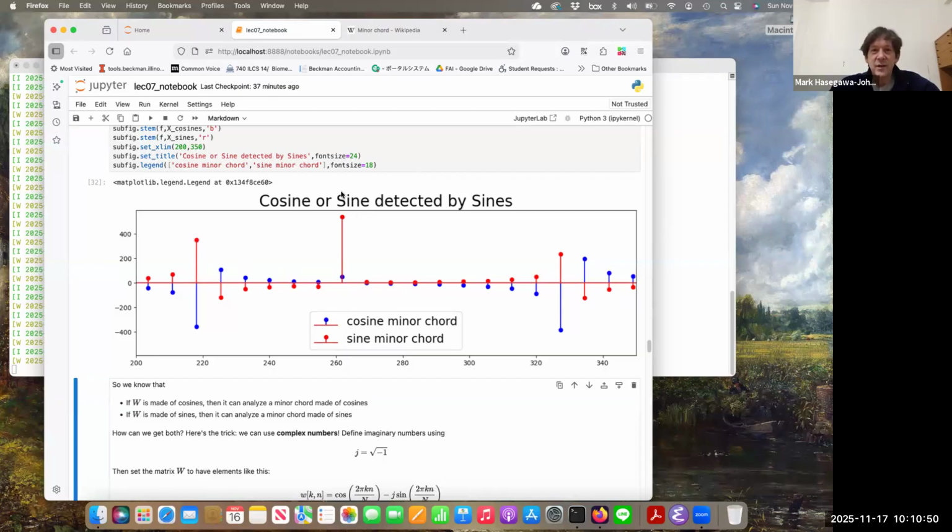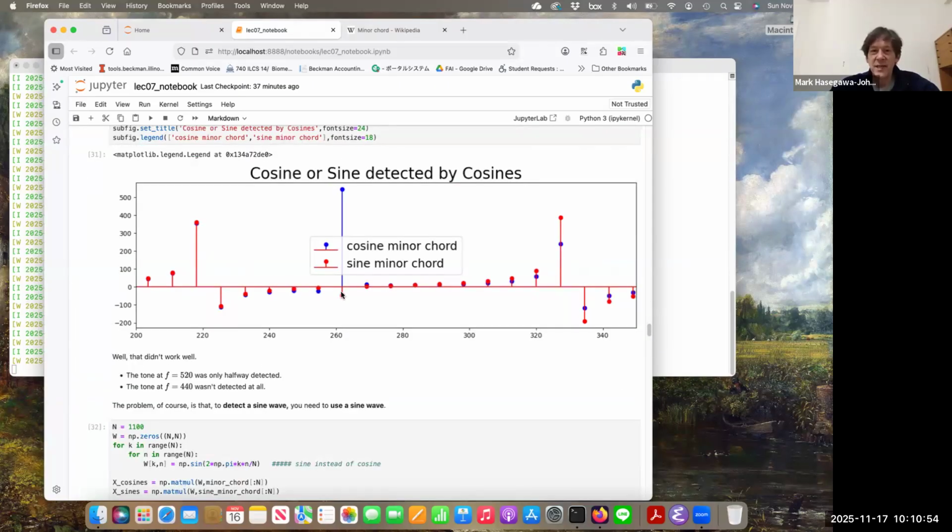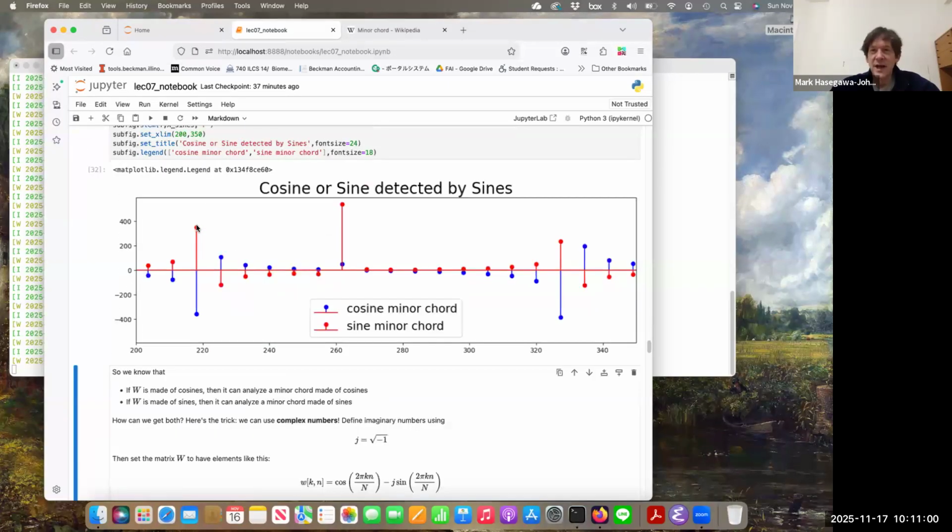Number one is that whether you detect a note or not depends on whether it's a cosine or a sine. And the other is depending on whether it's a cosine or a sine, you might detect either a positive version of that note or a negative version of that note. And so the way that we solve this problem is something called the discrete Fourier transform.